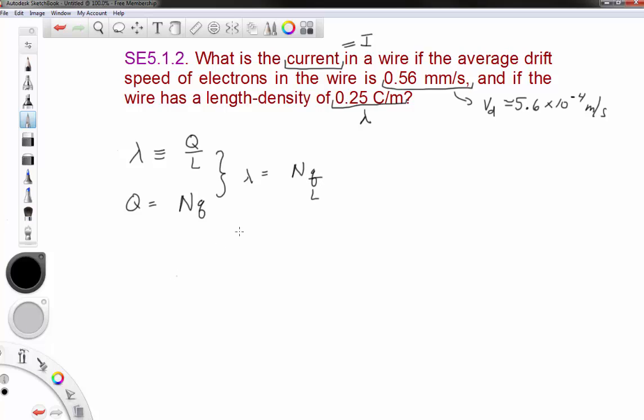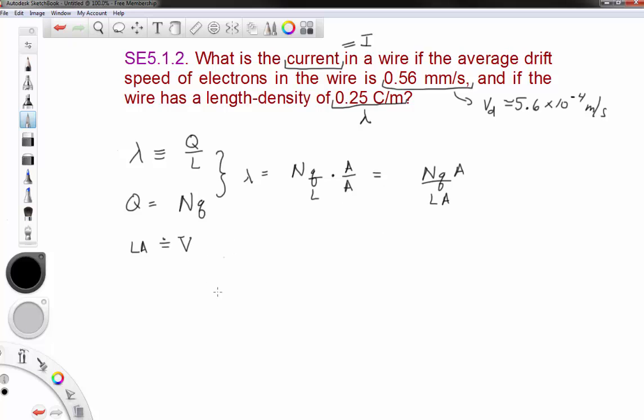Now what I'm going to do is go ahead and multiply this by and divide it by an area. So this is what might be called a clever version of 1. I'm multiplying by a clever version of 1. And what that gets us is N times Q times A divided by L times A. And L times A, length times area, is by definition volume.